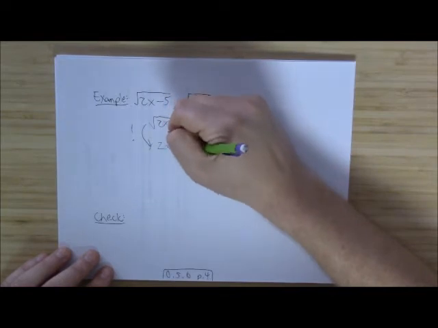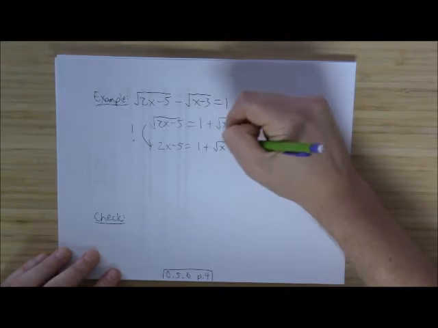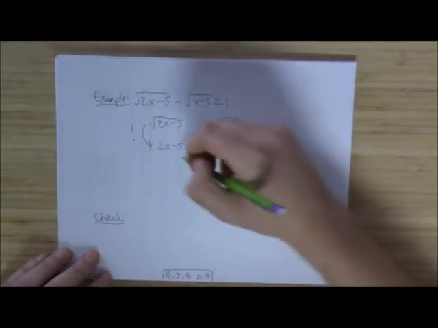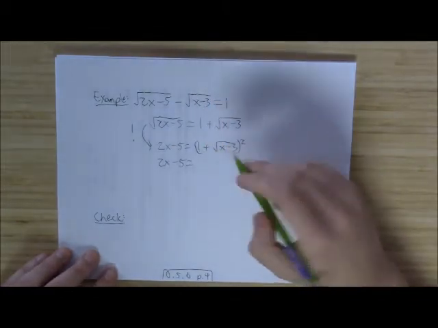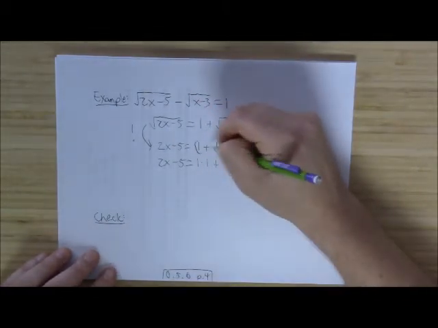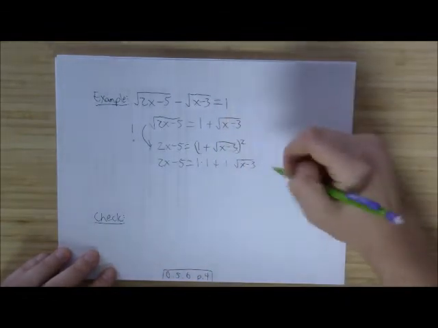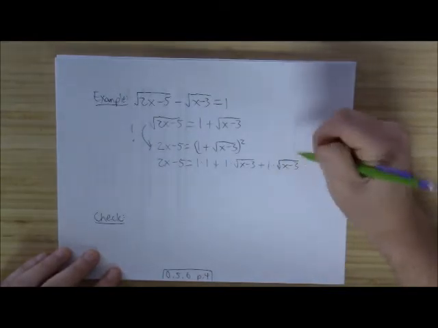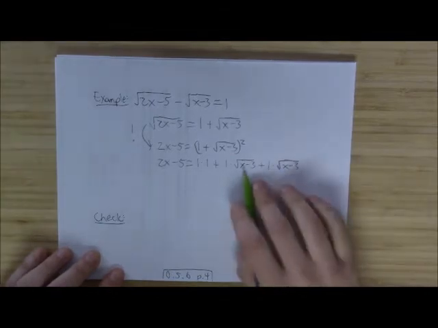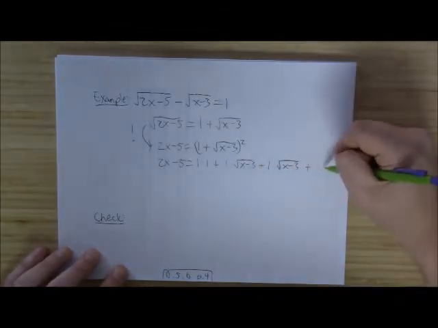So squaring, we get 2x minus 5 there. Here, though, we have to square this, and this is nasty to FOIL out. 2x minus 5 equals. So first would be 1 times 1. The outer would be 1 times root x minus 3. The inner would also be 1 times root x minus 3. Usually I shortcut that step, but I want to be careful here. I just put those together. Plus root x minus 3 times root x minus 3, which will cancel and give me x minus 3.